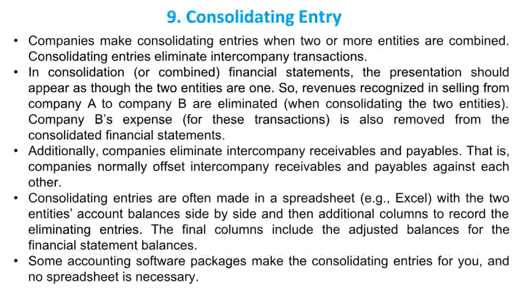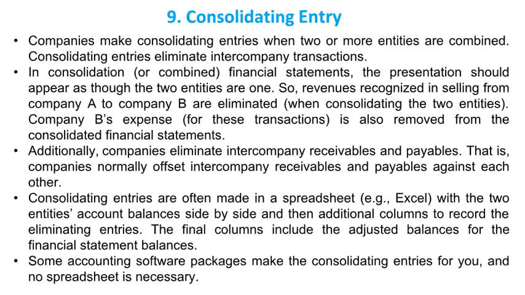Number 9 type of journal entry is the consolidating entry. Companies make consolidating entries when 2 or more entities are combined. Consolidating entries eliminate intercompany transactions. In consolidation, or combined, financial statements, the presentation should appear as though the 2 entities are one.